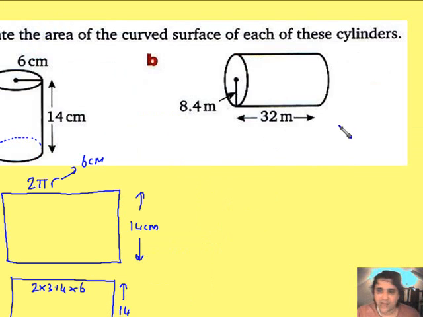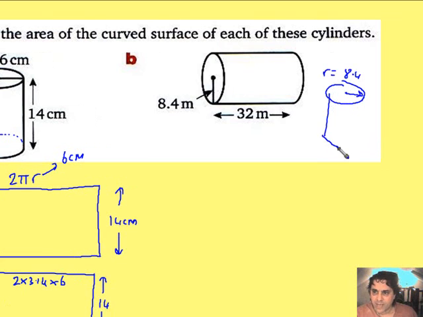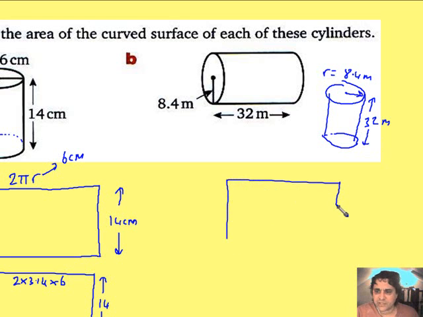Same with this one. I know it's lying down, so let's just put it round the right way, shall we? So what have I got? I've got one of these. I've got radius of 8.4, so if I put r equals 8.4, and this lazy little rectangle that's lying down has got a height of 32, and these are both in meters. Alright, so I've got all I need. So let's just convert it into a rectangle so we can see it. The height is 32 meters.